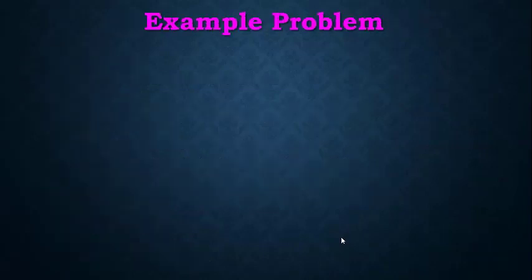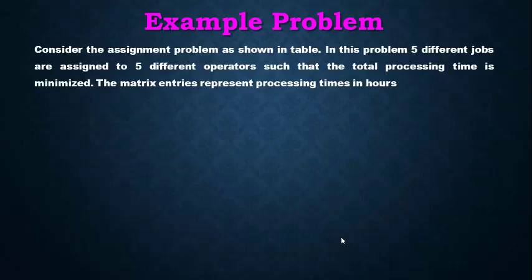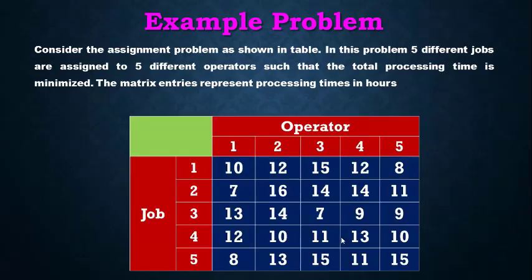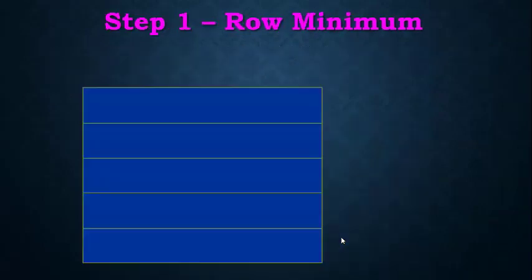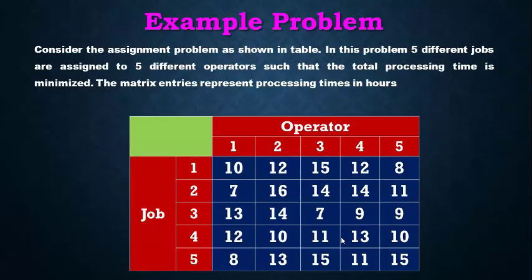So here is one example problem showing how we are going to use the Hungarian method. Consider the assignment problem as shown in the table: 5 different jobs to 5 different operators, in which we minimize the operating time. So this is the given problem. The jobs are 1, 2, 3, 4, 5 and the operators are 1, 2, 3, 4, 5. Each is given in the cost matrix, a 5 cross 5 matrix. Our first step is to check whether it is balanced or not. It is a 5 cross 5 matrix, therefore this problem is balanced.